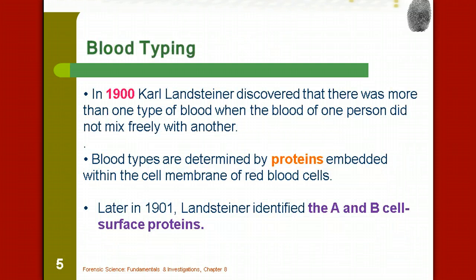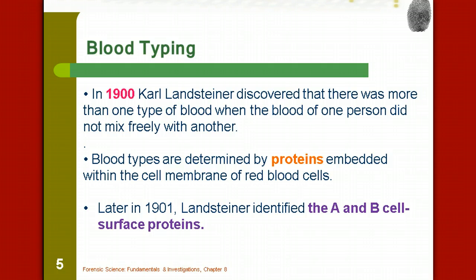So let's check this out. In 1900, Karl Landsteiner discovered that there was more than one type of blood when the blood of one person did not mix freely with another. Blood types, we found out, are determined by proteins that are embedded in the cell membrane on the surface of the red blood cells. You've studied that there are marker proteins that identify every different species of organism, when you studied cell membranes in biology.